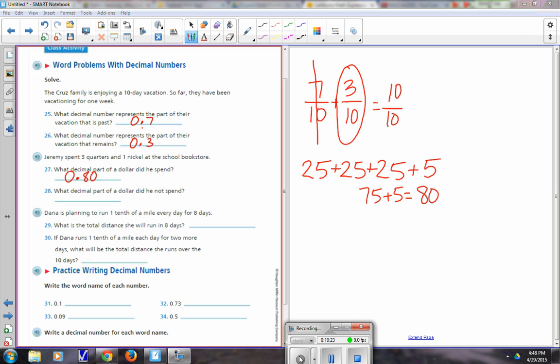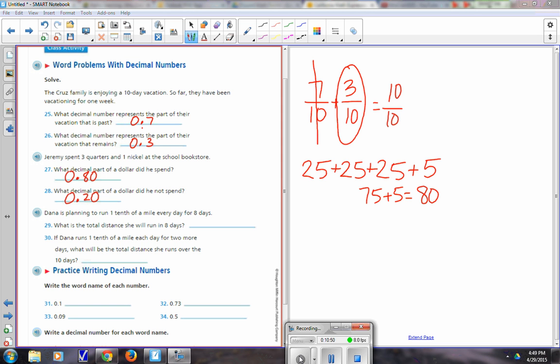What decimal part of a dollar did he not spend? So how do I get from 80 to 100? Or you can say, well, I have a dollar, subtract 80, what do I have left? I think some of you are saying it. It's going to be 20 hundredths.